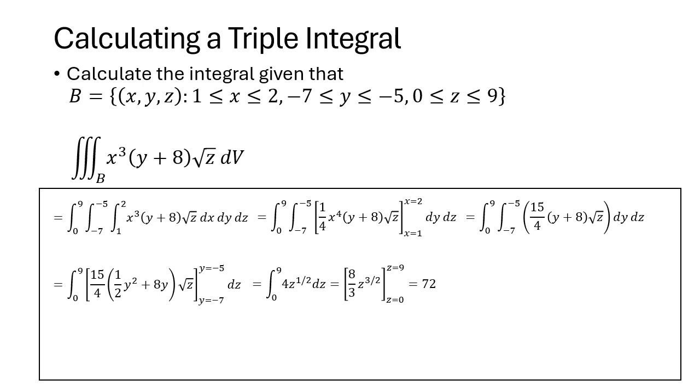We can take the antiderivative, or by the way, as I've said, you can use Desmos at this point. Either way, if I take the antiderivative, I get 8/3 z to the 3/2 evaluated from z equals 0 to z equals 9, which gives 72. This is then the result of a triple integral.